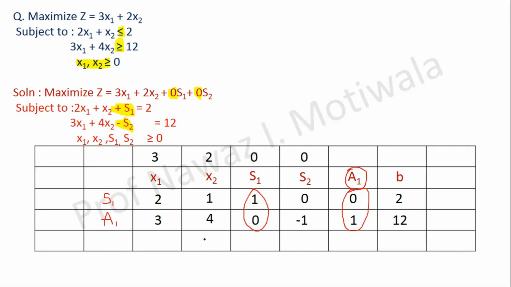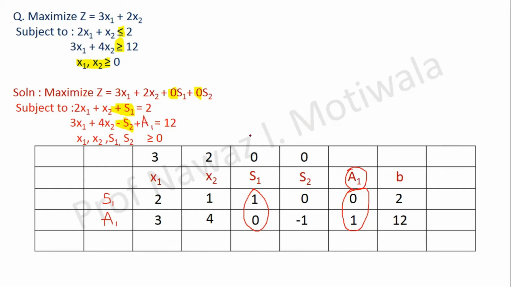As we have introduced this variable a1, we also have to make the corresponding changes in the equation. You can see that a1 has a coefficient of 0 in equation 1 and 1 in equation 2. So I will make the effect of a1 in equation 2 as 3x1 + 4x2 - s2, and then I will introduce this variable a1 as + a1.